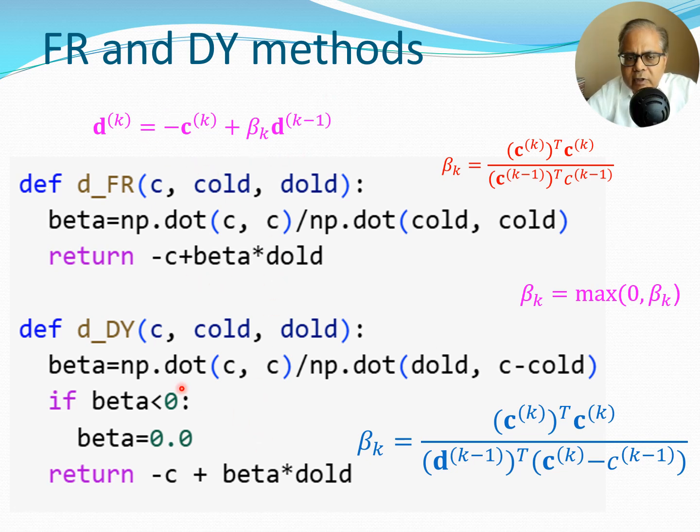Now in the Dai-Yuan method, I calculate beta as given by this function. In the numerator, you have the dot product of C and C, and in the denominator, you have the dot product of D old, d k minus 1, and C minus C old. I also put in one more piece of logic: if beta is less than 0, beta is set to 0. Then I return minus C plus beta into D old, based on this formula here.